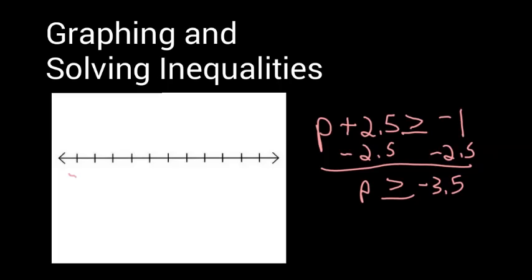So now we need some numbers on our number line. So let's say this is negative 4, negative 3, negative 2, negative 1, 0. So negative 3 1/2 would be right here. And because this includes the equal sign, you need a closed dot. When it was just greater than or less than, you need an open dot, but it has the equal underneath, you need a closed dot. So we need to be greater than that, so our arrow is going to go to the right.